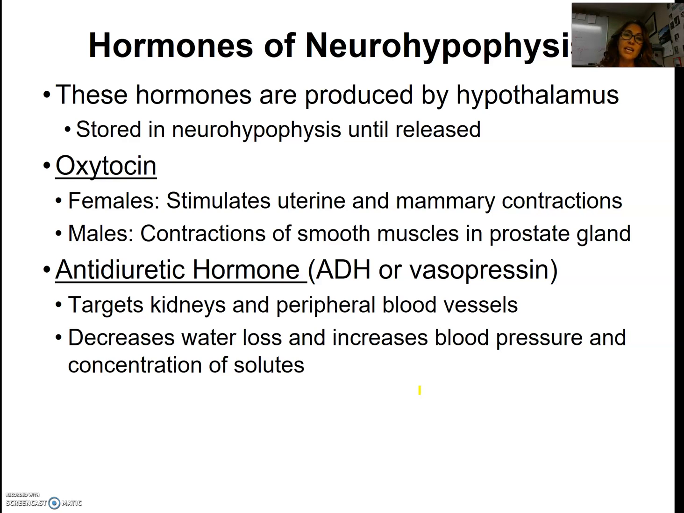Now in terms of ADH, antidiuretic hormone, this is a hormone that our body uses constantly. The target of ADH is the kidneys and the blood vessels peripheral to the kidneys. And what it's going to do is it's going to decrease the amount of urination or water loss by changing blood pressure going out to the kidneys, and also kind of regulating how water is reabsorbed. And that's going to adjust the solute concentration of the blood plasma.